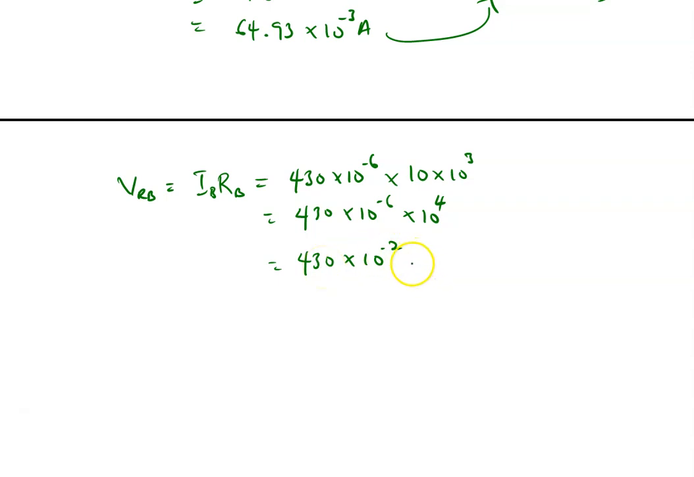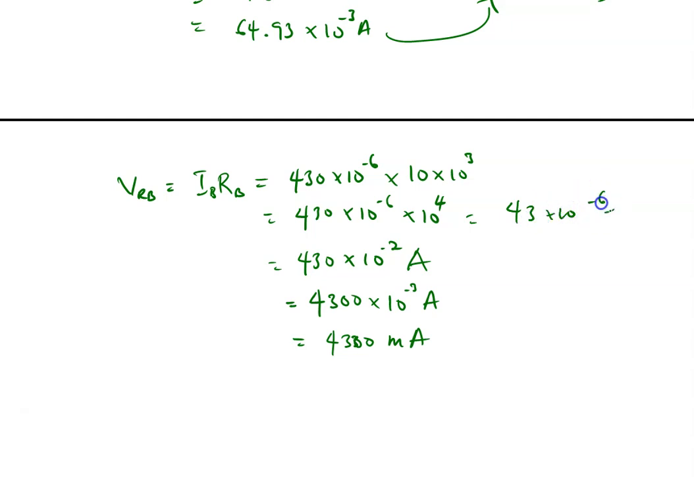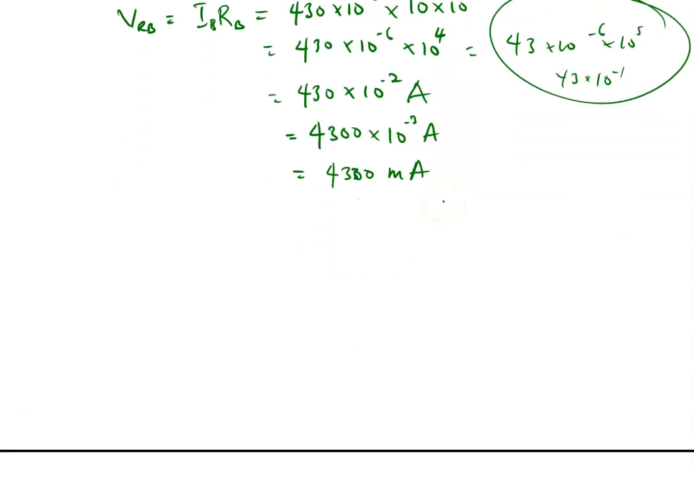So 430 times 10 exponent minus 2 amps. If I want to make it milliamps, I need to move backwards again. This gives us 4300 times 10 exponent minus 3 amps, which ends up becoming 4300 milliamps. That is it. If I break it out again, 43 times 10 exponent minus 6 times 10 exponent 5, so 43 times 10 exponent minus 1. It ends up the same thing. I was just verifying my answer.